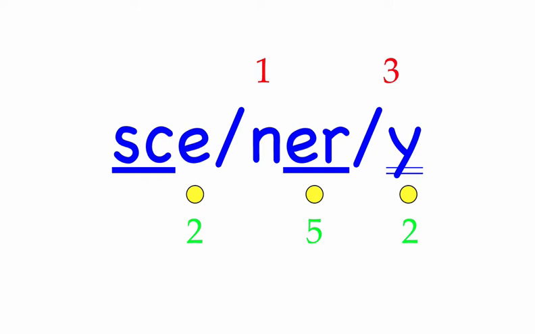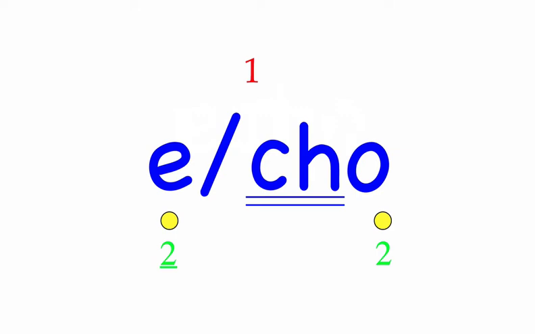Echo. Echo. I hear an echo down the canyon. Echo, 2 syllables. First syllable, 1 sound. Co, 2 sounds: k, o. Echo. Mark the word.